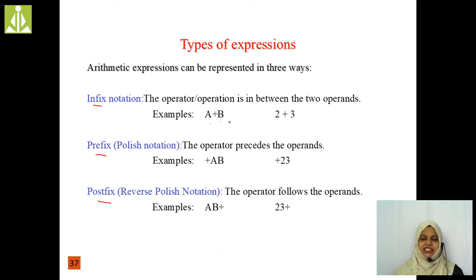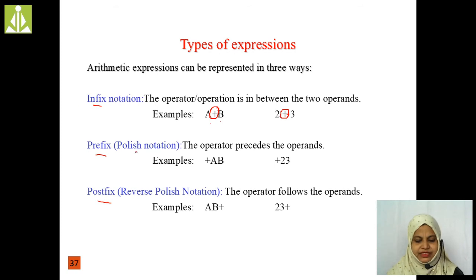See here, a plus b. The operator is present here, in between. A plus b. See here, 2 plus 3. 2 plus 3 is an infix expression. Why? Because the operator is present in between two operands.